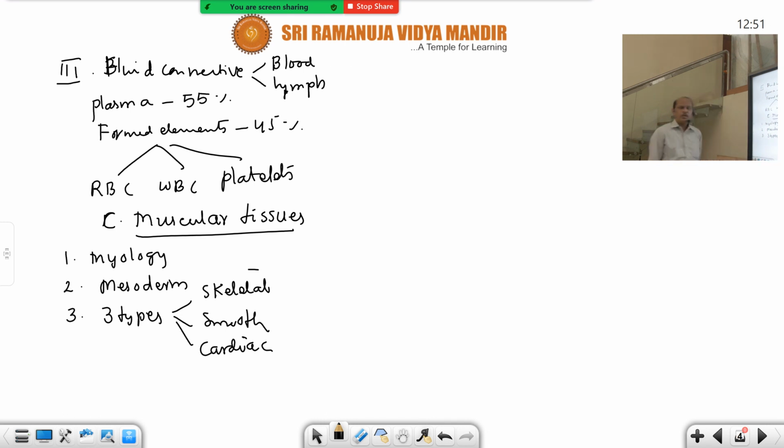So locomotion and movement, again, this is repeated. In the connective tissues and especially in the animal tissues, blood, lymph, muscles, again they are going to be repeated in the human anatomy. So three types of muscles are there: skeletal muscles, smooth muscles and cardiac muscles.